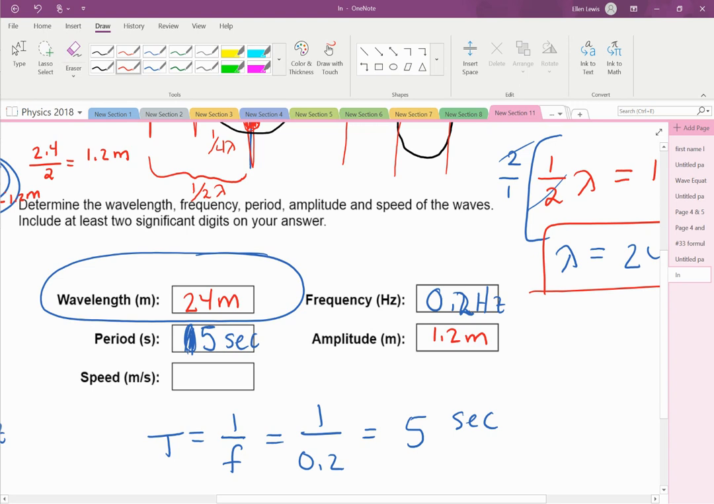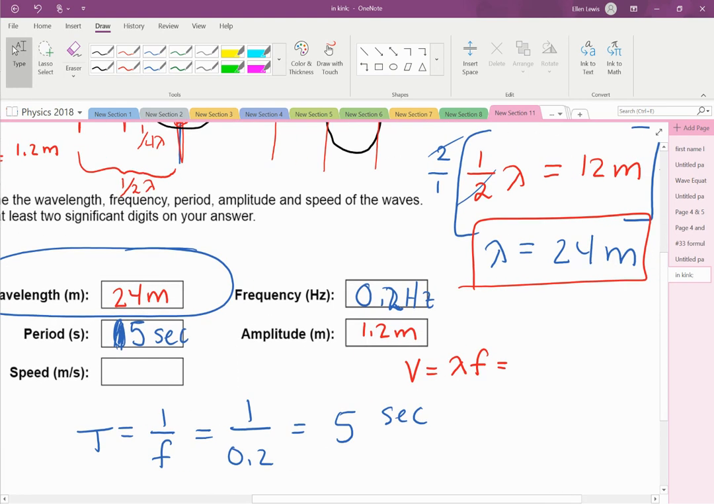And finally, to get the speed of the wave, well, v, wave speed, is equal to wavelength times frequency. So we have 24 times 0.2, and that gives us 4.8 meters per second.